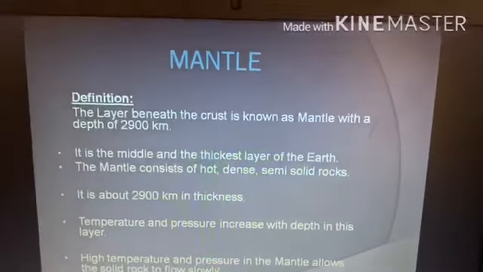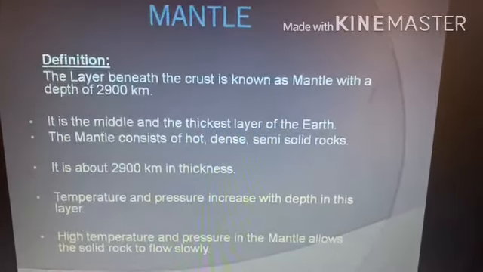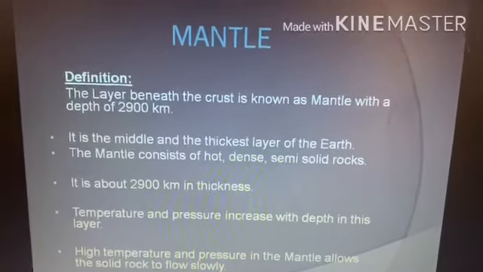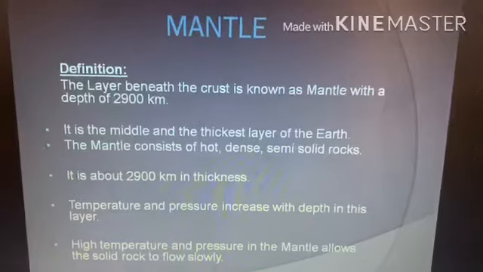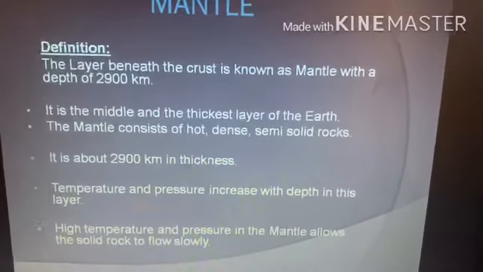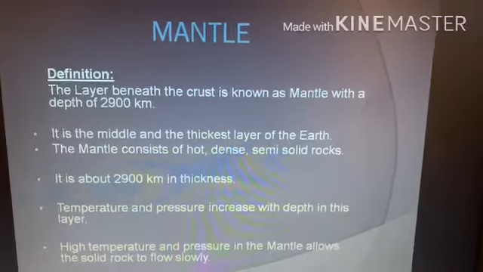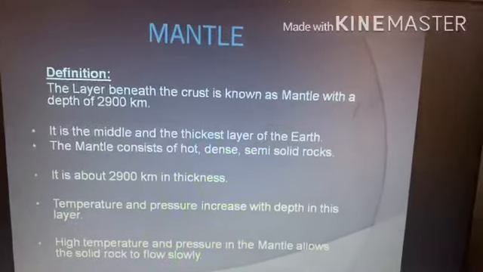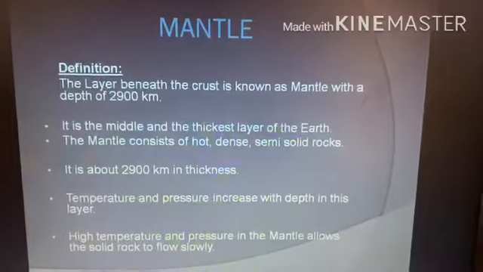Second is, the mantle consists of hot, dense, semi-solid rocks. It is about 2900 kilometer in thickness. So what is the thickness of mantle? It is 2900 kilometer. Next, temperature and pressure increase with depth in this layer. Okay, so the general characteristics, what is it?